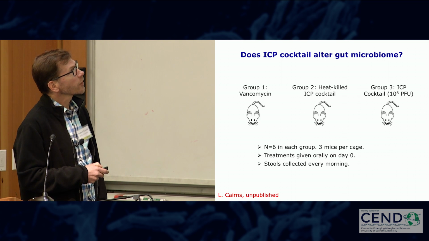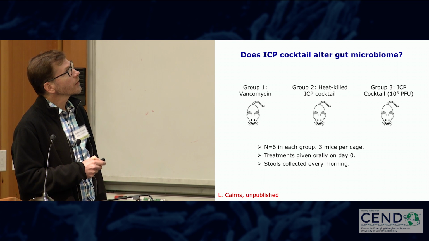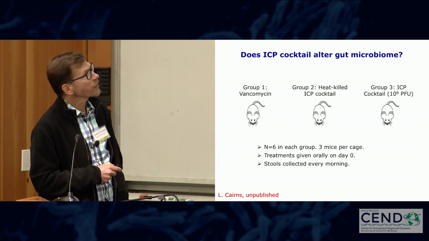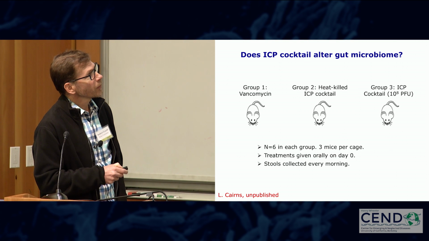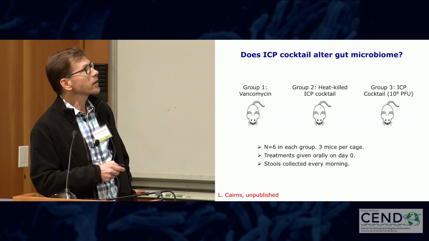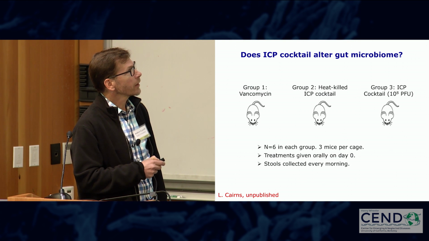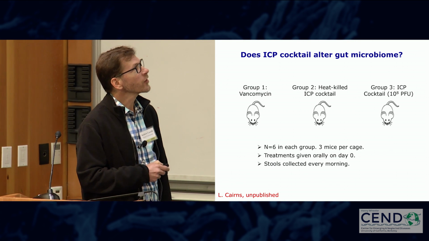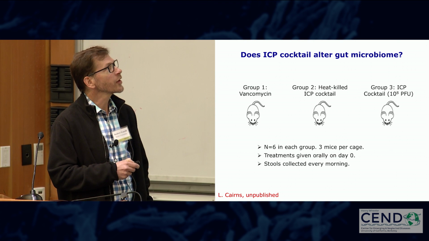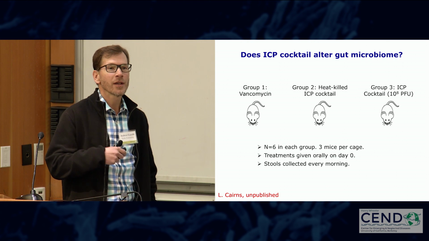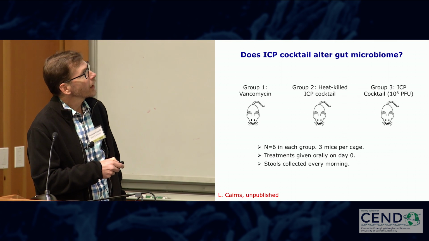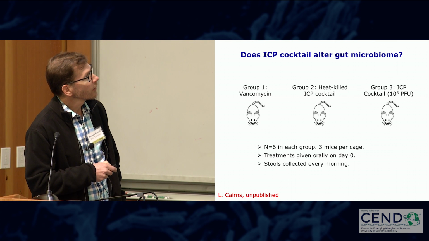And so to do this experiment, we have 3 groups of adult mice. This is a positive control for change in the gut microbiota, vancomycin treatment. This group gets 10 to the 8th of the phage cocktail, and then this group gets the heat-killed cocktail. And we actually had to repeat this experiment because the first time we did it, this group didn't get any treatment, and what we learned is that just giving them this oral gavage slightly changes their microbiota in the stool. So anyway, that's our controls, heat-killed phage.